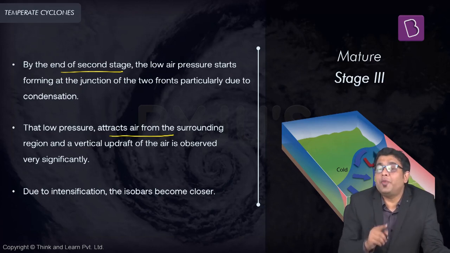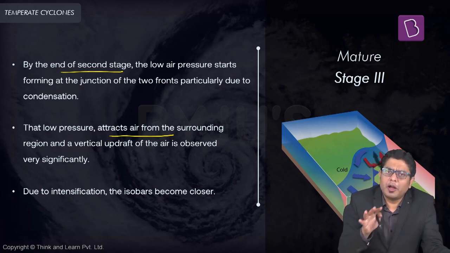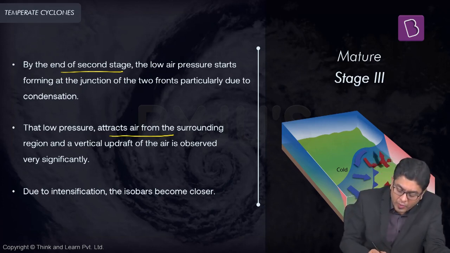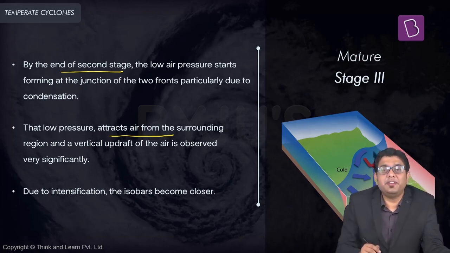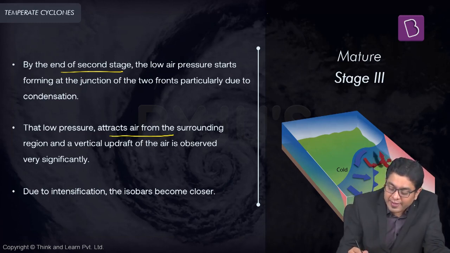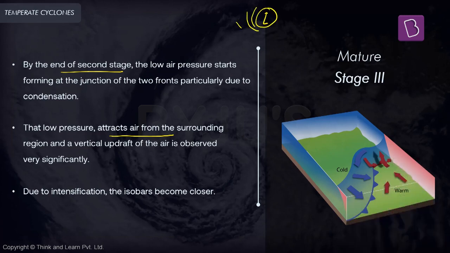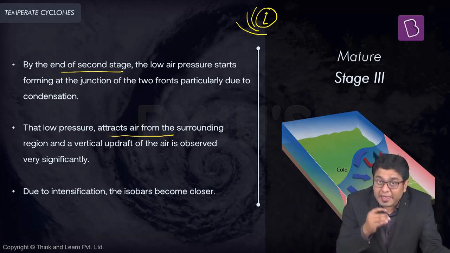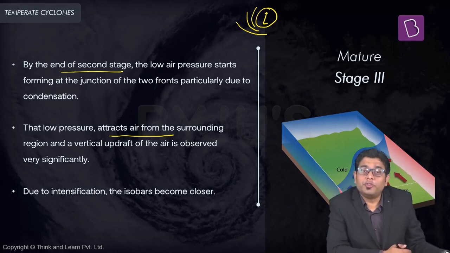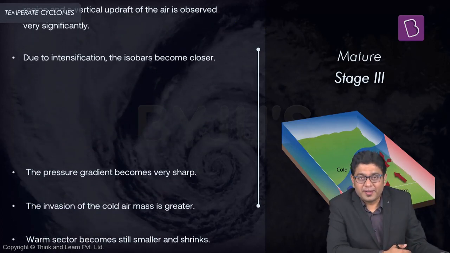It is this air which comes from the surrounding region which is experienced as the winds that we talked about, having a velocity of around 30 to 40 km per hour. And because there is intensification happening, the isobars which are formed around this low pressure start coming closer to each other. Due to that, the winds, while approaching this whole area, are moderately speeded. As and when they come very close to this area, their velocity ends up increasing quite significantly.